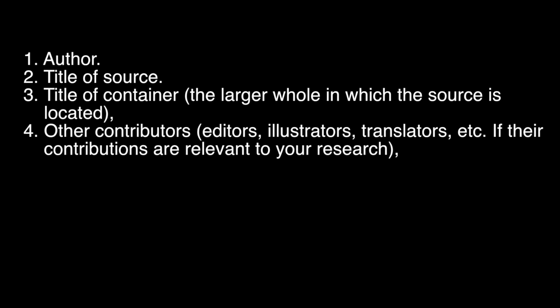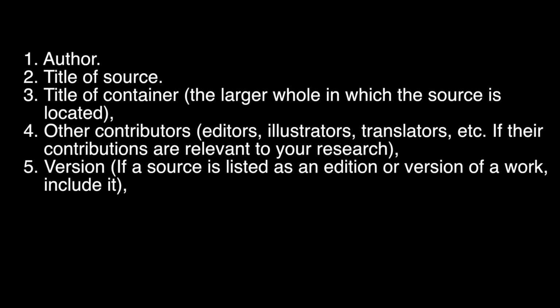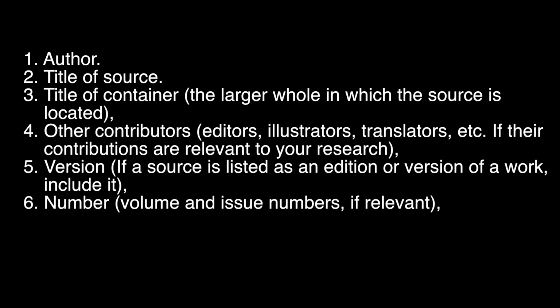Next is version. So if it's an edition or the version of a work, you need to include that in the citation. Number would be if the source is part of a sequence. So if it's a particular issue or a particular volume, that number needs to be listed in the citation. The publisher is the company or the publishing house that distributes the source out there to the world. So your publisher's name needs to be there. So that would be like in the Lord of the Flies citation, the Penguin House USA citation.